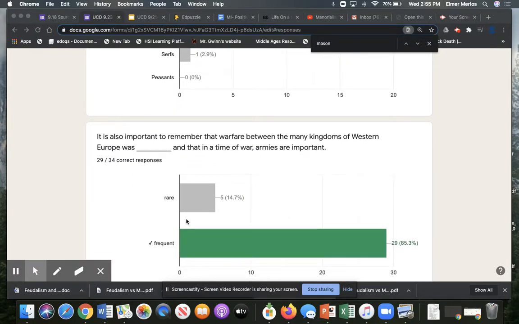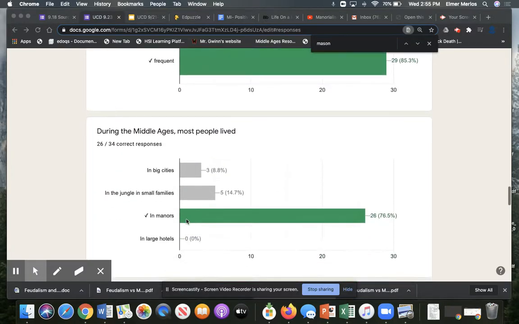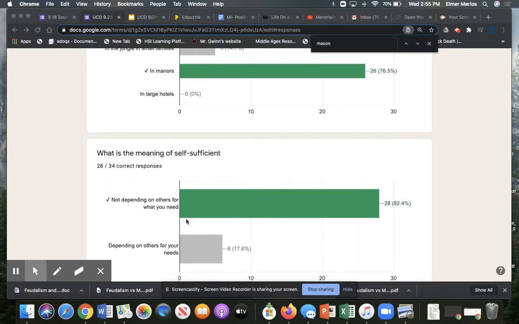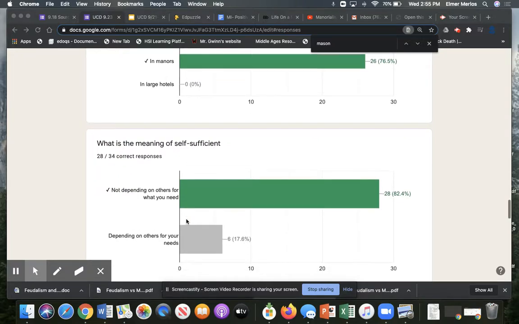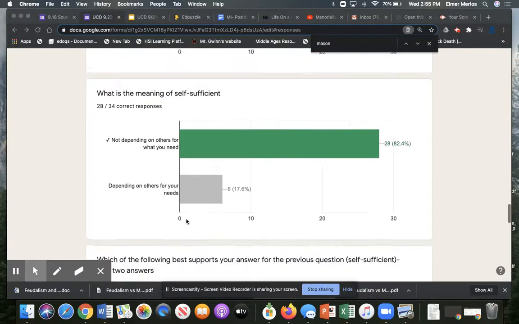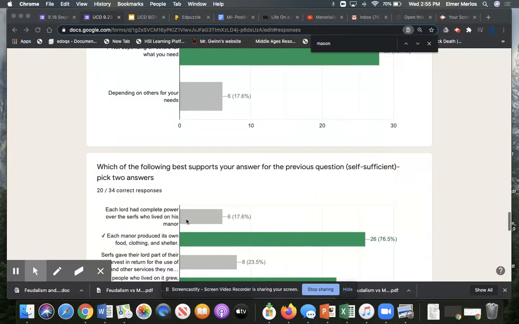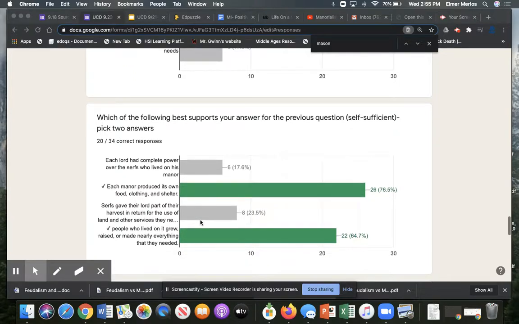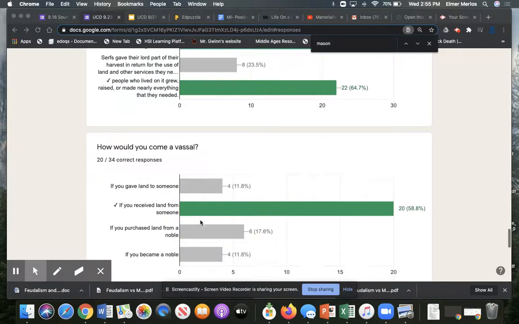It is also important to remember that warfare between the many kingdoms of Western Europe was frequent. It happened quite often, and therefore armies were important. During the Middle Ages, most people lived in manors. Again, we'll talk about manors today. What is the meaning of the word self-sufficient? That means that you don't depend on others to get your needs done. Which of the following supports the best answer? It was that each manor produced its own food, clothing, and shelter, and the people who lived on it grew, raised, and made nearly everything they needed.